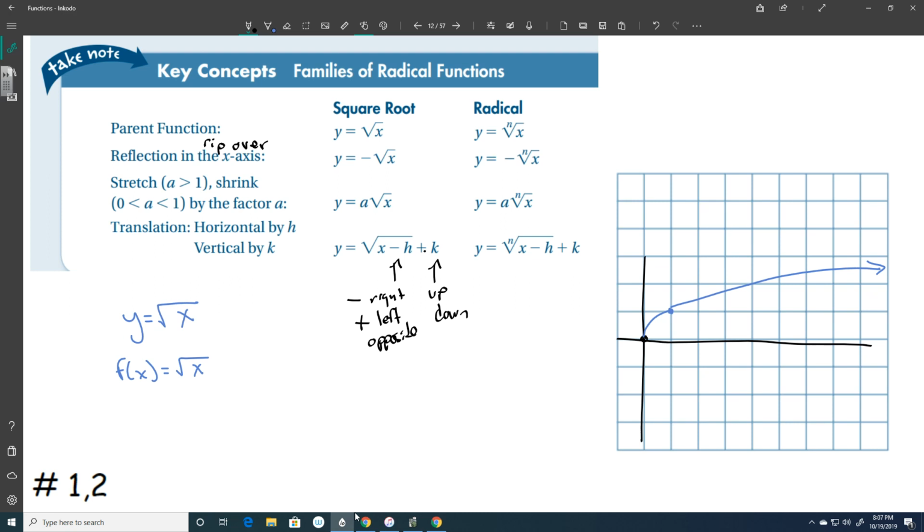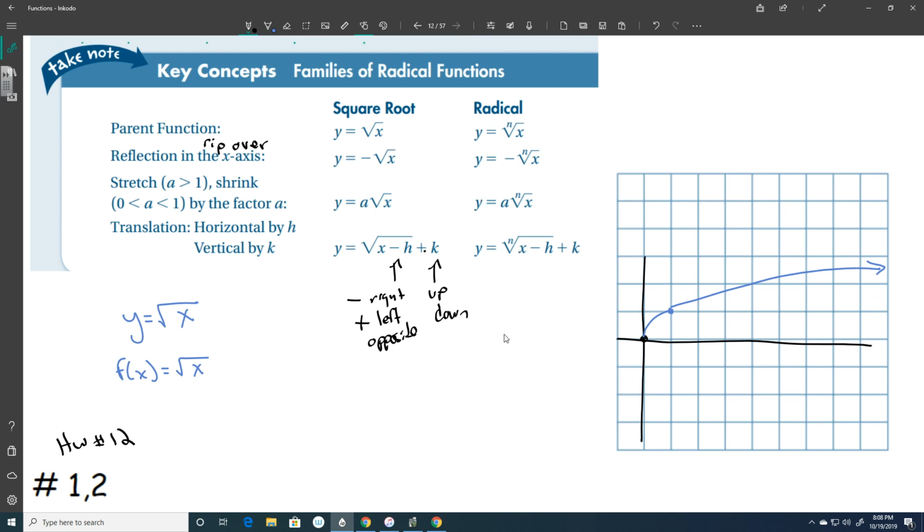So what I'd like you to do is pause the video, and I want you to try numbers 1 and 2 on the homework. This is homework number 12. And I just want you to try numbers 1 and 2. I want you to see how you do on those ones, and then start the video and we'll move on to the next concept.